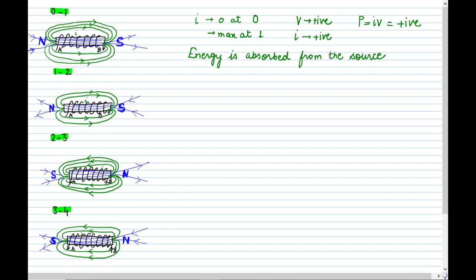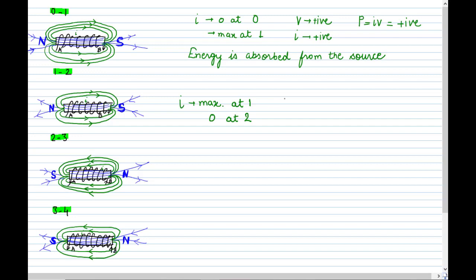Then if you come from 1 to 2, at 1 the current is maximum, and at point 2 our current is 0. That means the current is decreasing from maximum to 0. The current is positive, so here the current in the coil is positive and decreasing. Because the current I is decreasing, the core of the coil gets demagnetized and the net flux becomes 0 at the end of the half cycle.